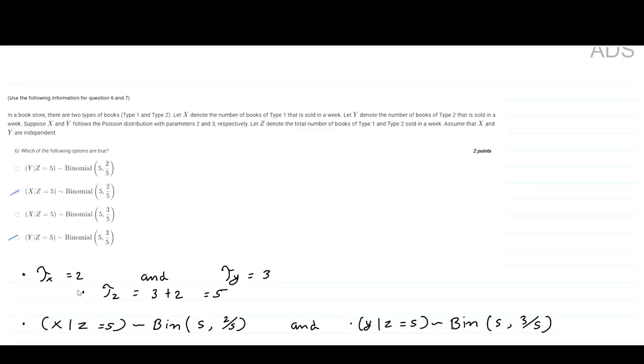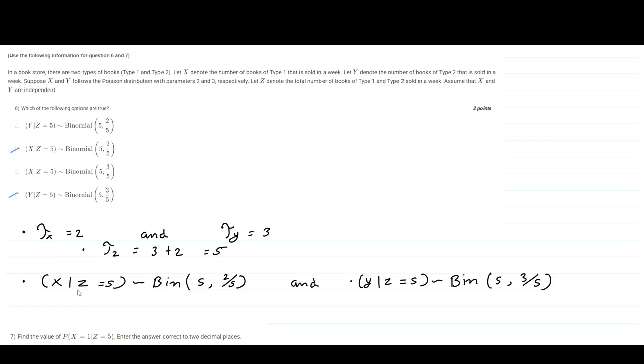Questions number 6 and 7 share common data. In a bookstore, there are two types of books, type 1 and type 2. Let x denote the number of books of type 1 that are sold in a week. Let y denote the number of books of type 2 that are sold in a week. Suppose x and y follow the Poisson distribution with parameters 2 and 3, respectively. Let z denote the total number of books of type 1 and type 2 sold in a week. Assume that x and y are independent.